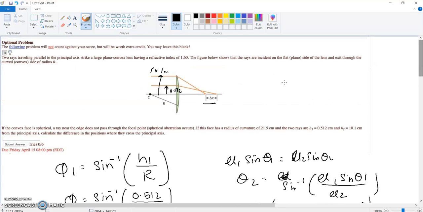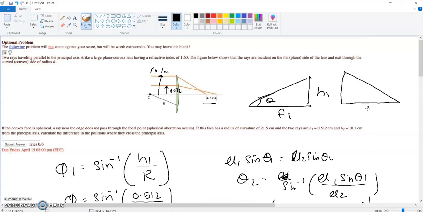I can make a triangle over here, probably like this. If this is theta, then tan theta is basically the perpendicular upward over the focal distance, right? So this is my h1, and this is my focal distance, f1. So this is my f1, this is the angle that I just figured out, phi, at which it's coming down, and this is my h1, right?